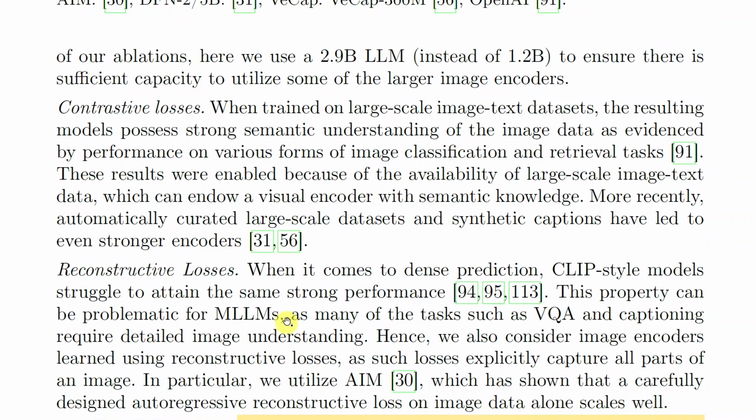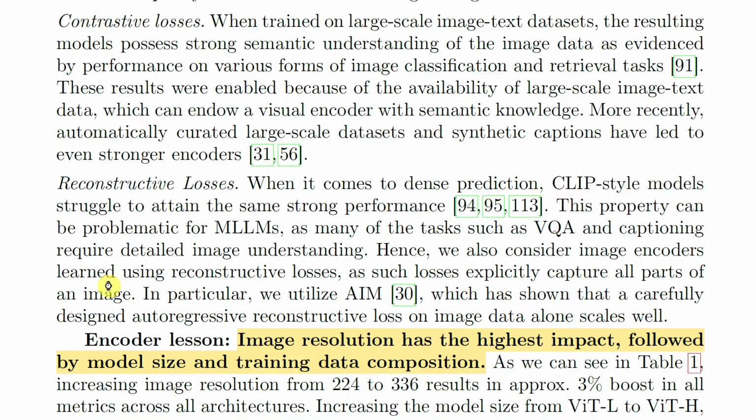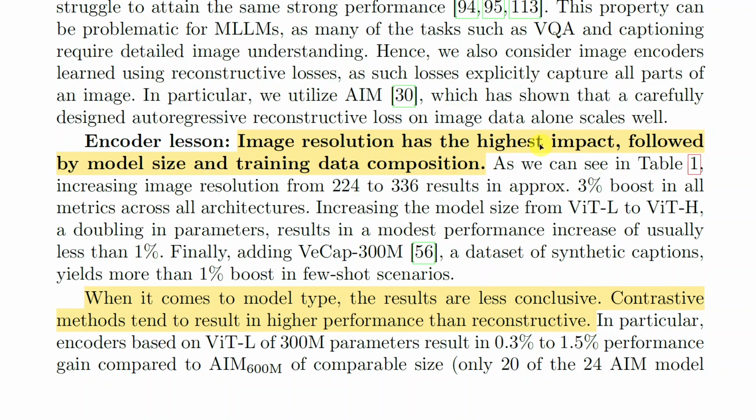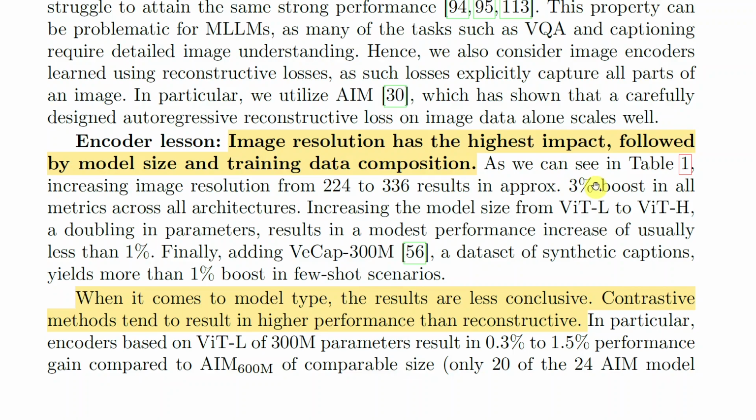So from a loss point of view, contrastive and reconstruction losses are used. An important point is image resolution has the highest impact, followed by model size and training data composition. So if you see here, increasing image resolution from 224 to 336 resulted in a 3% boost. Increasing the model size from Vision Transformer Large to Vision Transformer Huge, that is doubling in parameters, resulted in a modest performance increase of 1%. While adding VeCap 300 million, a dataset of synthetic captions, yielded more than a 1% boost in few-shot scenarios.